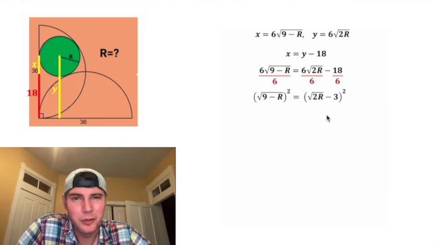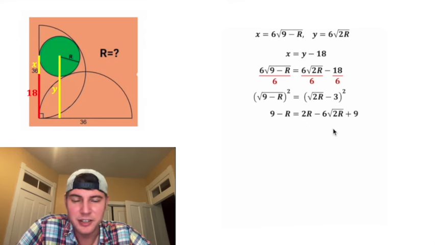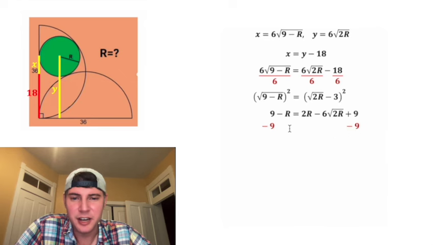And now let's square both sides. On the left-hand side, the square root and the square will cancel each other out, giving us 9 minus r. And on the right-hand side, we're going to have to multiply this out. And to save us time, I'll just let you know it's 2r minus 6 square root of 2r plus 9. Next, we can subtract 9 from both sides, add r to both sides, and let's also add 6 square root of 2r to both sides.